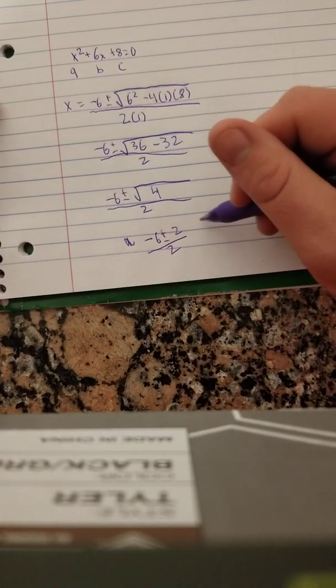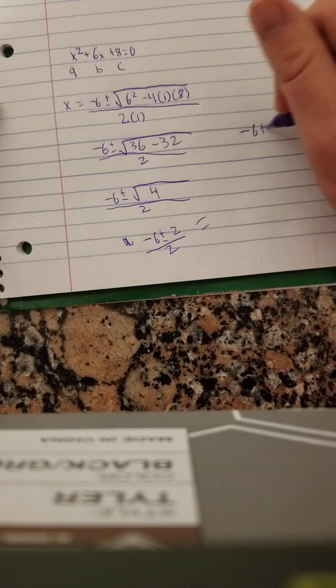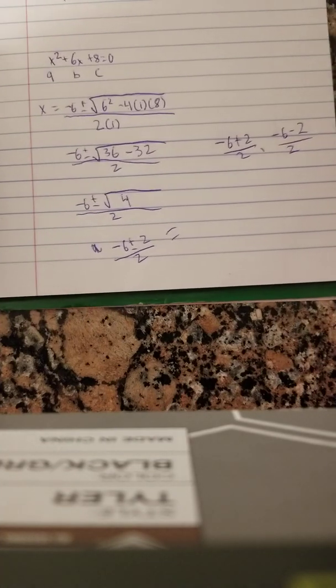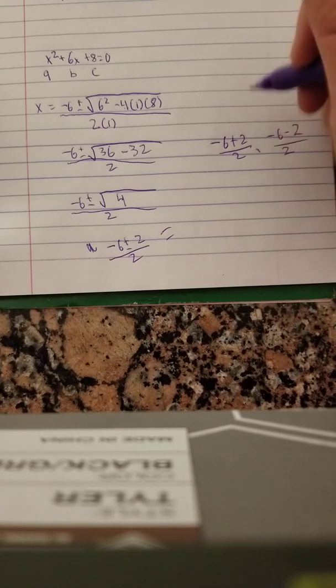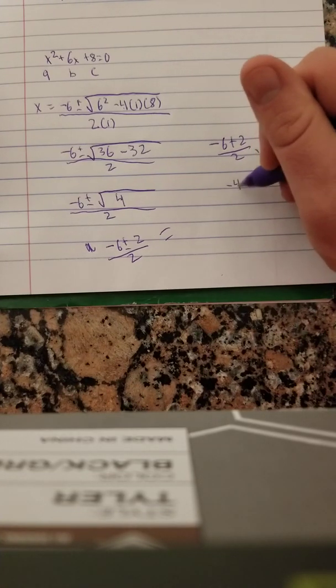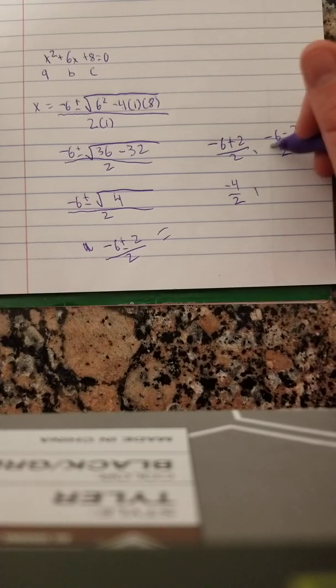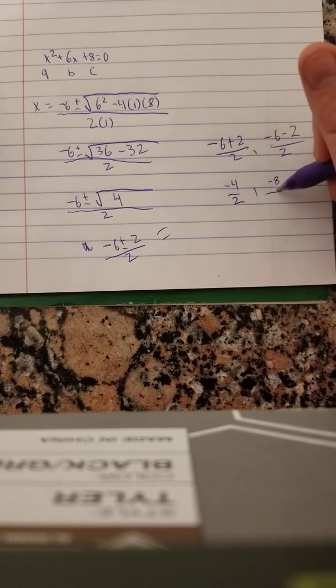So that's going to give us two different answers. So we're going to have negative 6 plus 2 over 2 and negative 6 minus 2 over 2. And we can simplify these further by taking this negative 6 and adding it to 2, which will give us negative 4 over 2. And then we will have negative 6 minus 2, which will be negative 8 over 2.